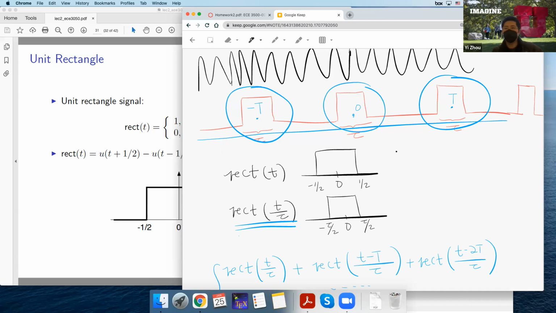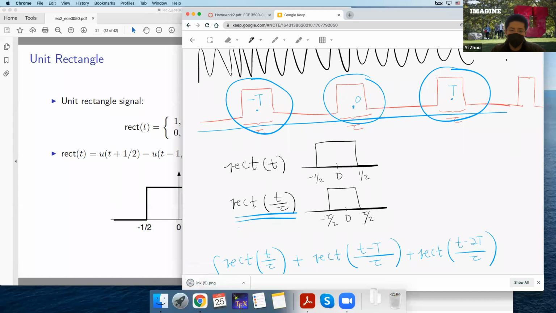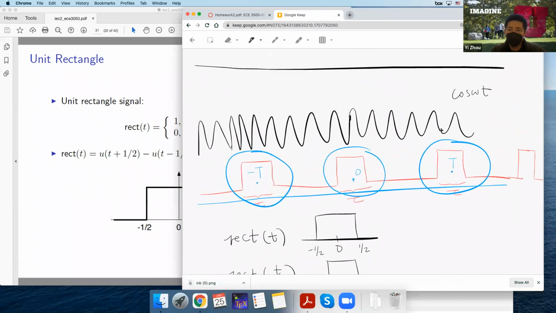Oh, my screen froze. The computer is not responding. I hope I still have the notes. Let me just save it, in case I lose it. Okay.